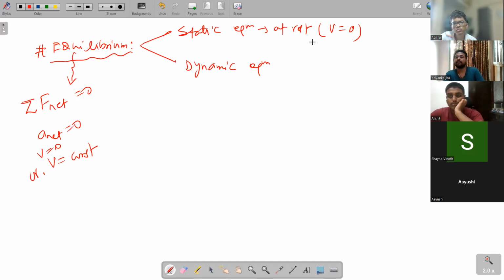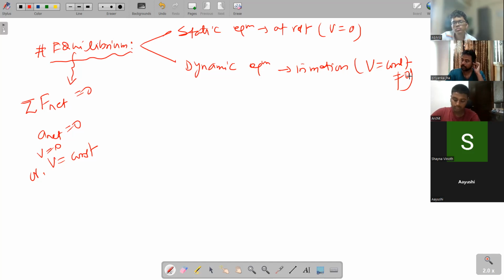So static equilibrium means the body will be at rest, meaning no velocity. And dynamic equilibrium means the body will be in motion, but the velocity will be constant and not equal to zero. Understood? So while solving an NLM problem, the first thing you need to do is draw all the forces.